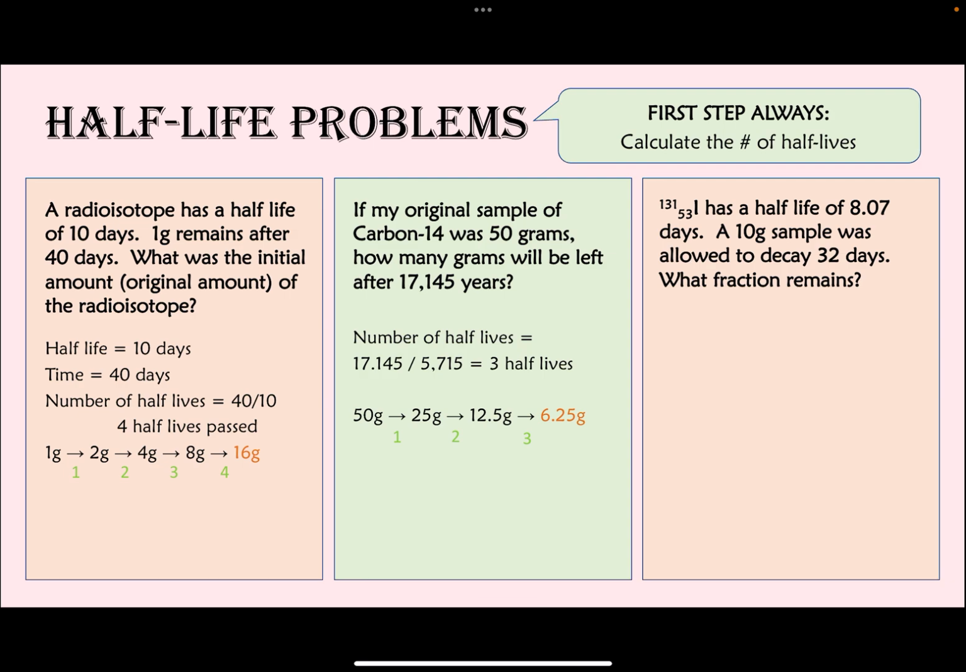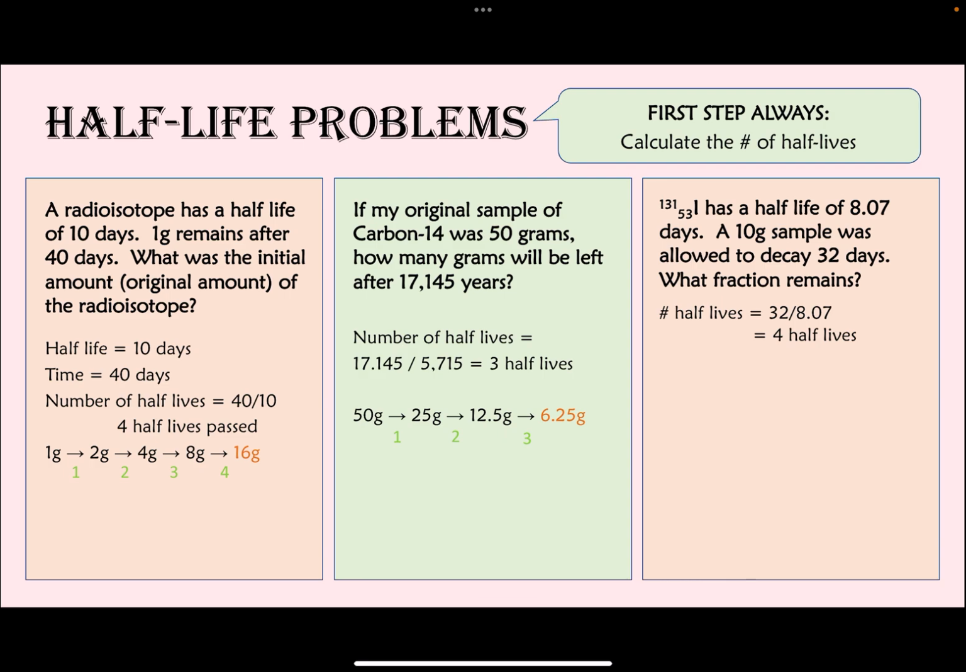All right, finally, we have iodine that has a half-life of 8.07 days. A 10-gram sample was allowed to decay for 32 days. So what fraction of this sample remained? First of all, let's determine the number of half-lives that have passed. We take 32, divide that by 8.07, and we get 4 half-lives.